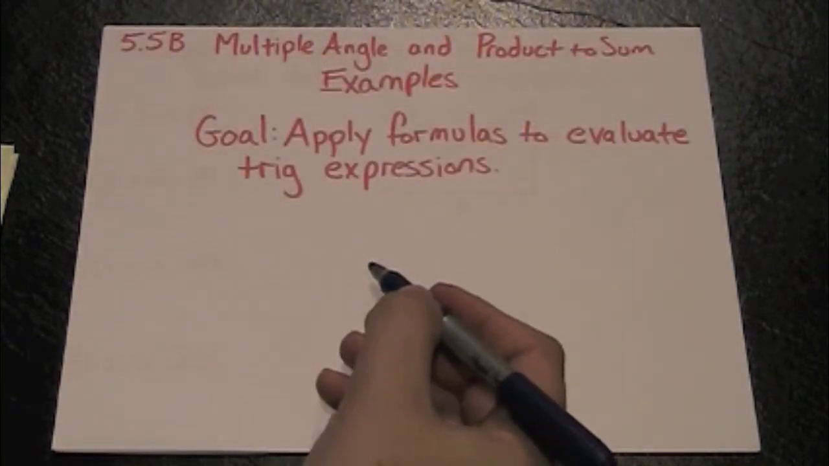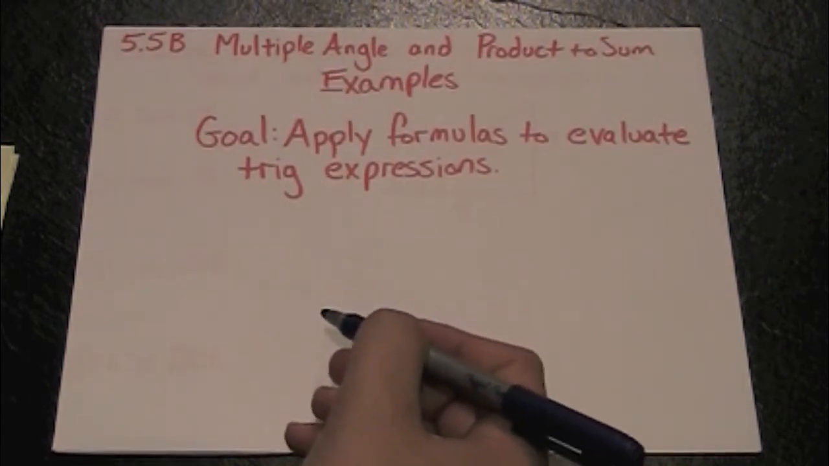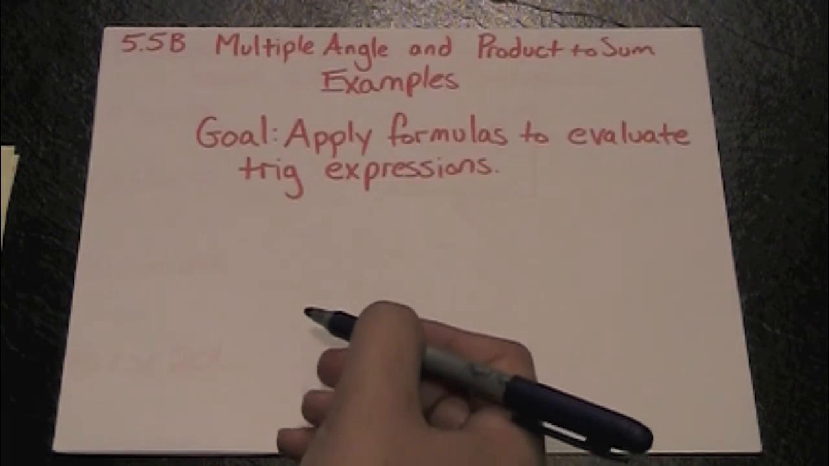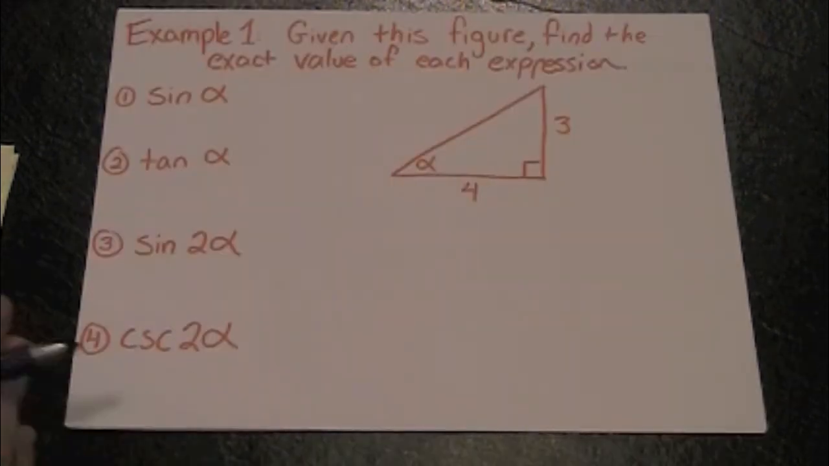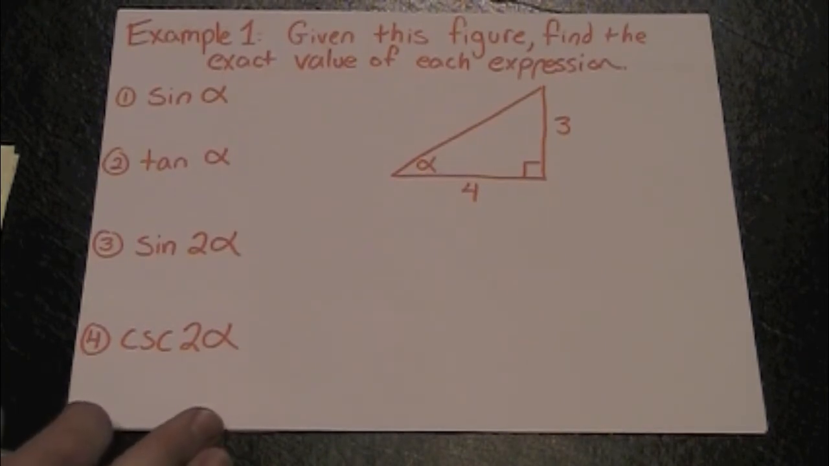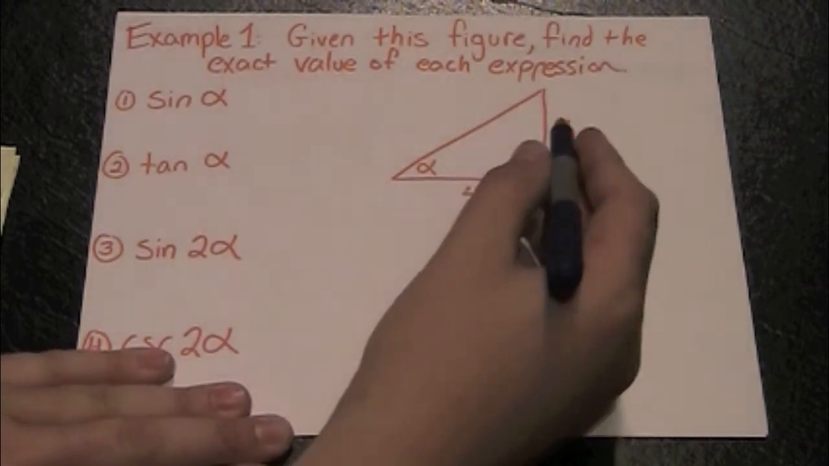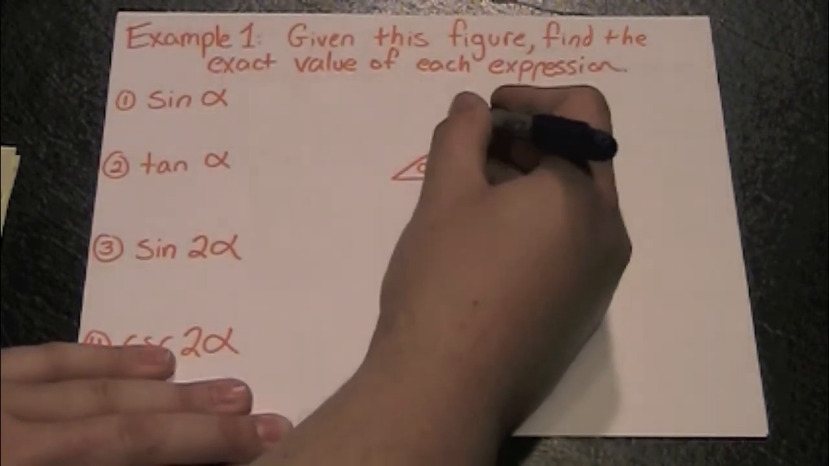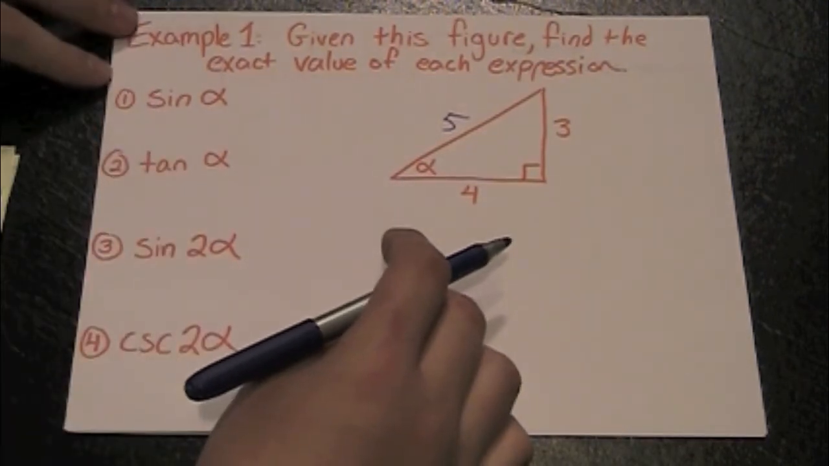Let's take a look at some examples of multiple angle and product to sum problems. Our goal today is going to be to again apply these formulas to evaluate some trig expressions. In the first example we have today, we're given a right triangle. We can quickly do Pythagorean theorem or recognize this is a 3, 4, 5 right triangle to get the first piece of information we know.